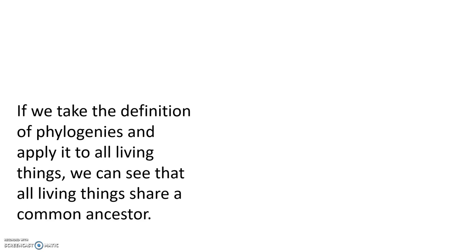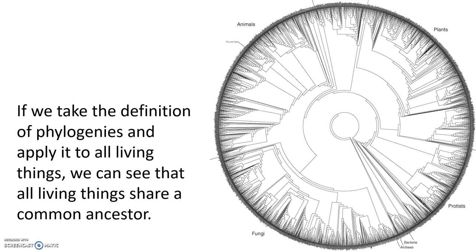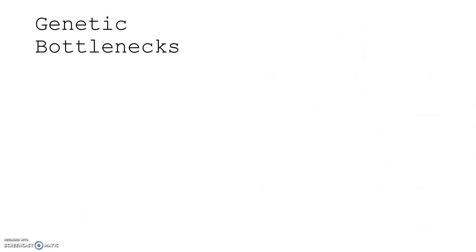If we take the definition of phylogenies and apply it to all living things, we can see that all living things share a common ancestor. So if we map this tree out in the circle, we can see where the animals, the plants, the fungi, the protists, and we all come from some common ancestor.